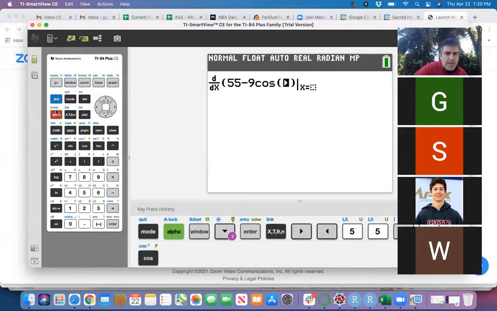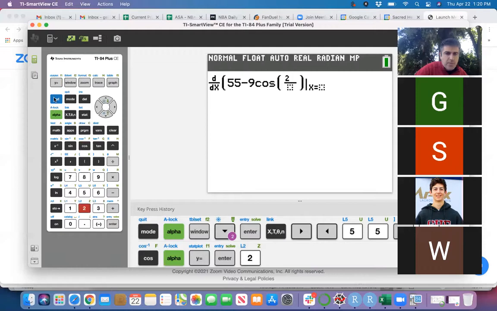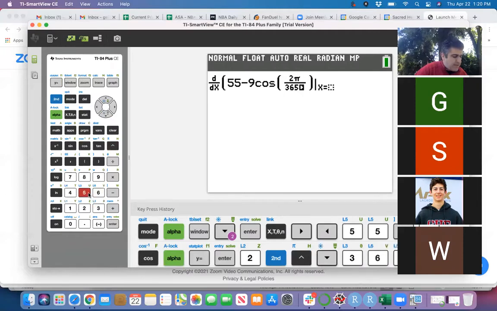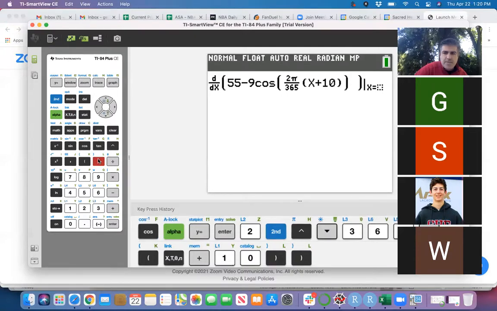Now, if you want to put a fraction, you can. With alpha y equals, call up option 1. I could do 2 pi, or you could do 2 pi slash, same thing. 2 pi over 365. That pi looks really fancy there. Then parentheses x plus 10. Put another parentheses, and another parentheses. And then type in 90. I think we're going to be A-OK.